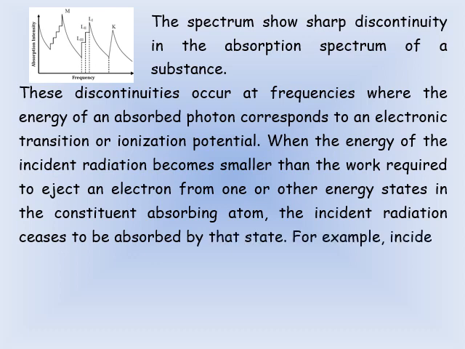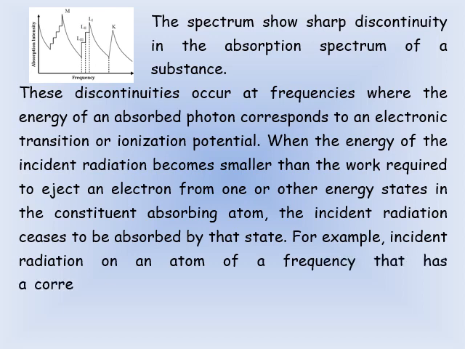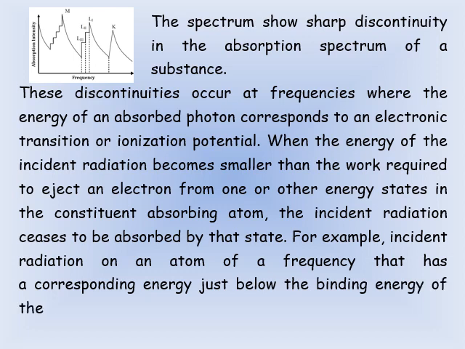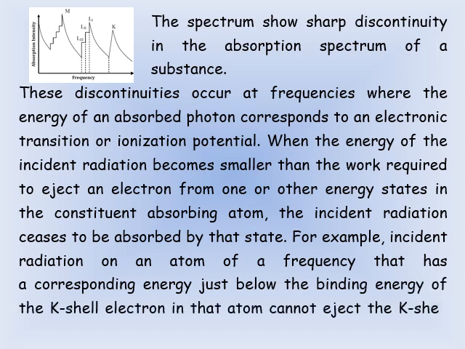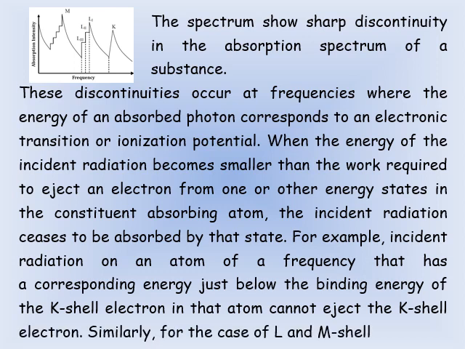For example, incident radiation on an atom of a frequency that has a corresponding energy just below the binding energy of the K shell electron in that atom cannot eject the K shell electron. Similarly, for the case of L and M shell electrons.